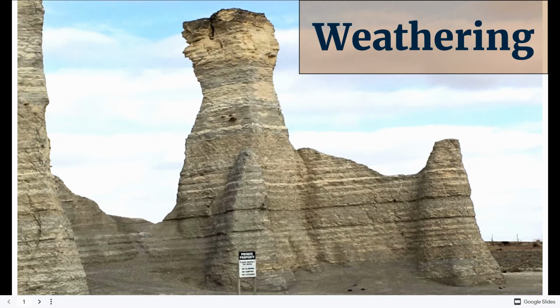These are chalk columns that have been compressed. They were laid down when the area was covered by the shallow sea. They go down about 70 feet below the ground, and they are very tall above ground, as you can see. They have been weathered by wind, rain, all kinds of things happening here, and that's how it got the shape that it's in.